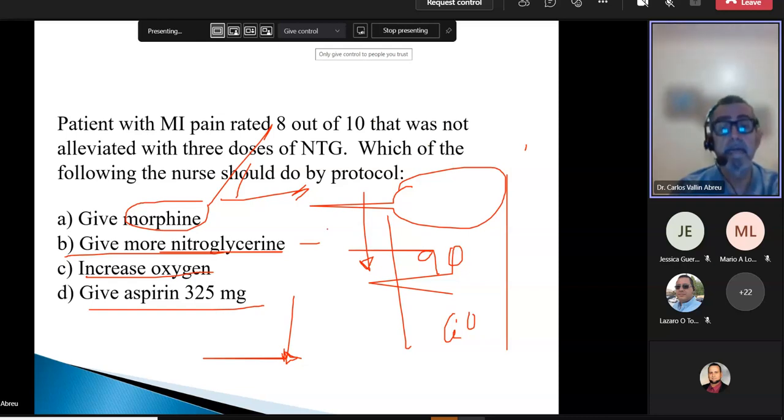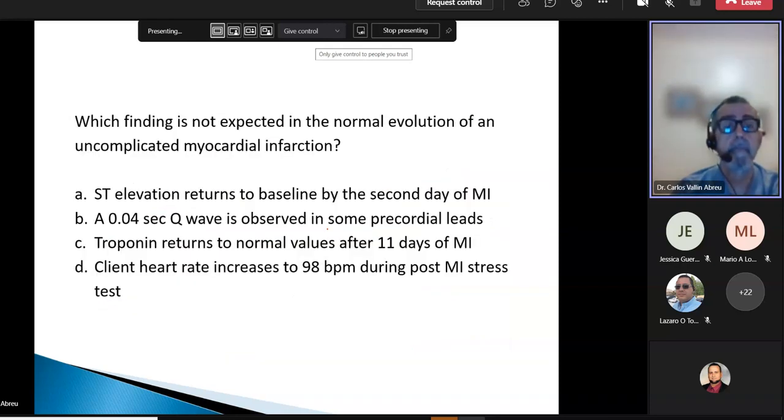So that's the reason for giving the morphine. Which finding is not expected in the normal evolution of an uncomplicated myocardial infarction? Notice that the question is tricky, the wording is tricky. It's not a double negative, but it sounds like a double negative. If the myocardial infarction is not complicated, what is not expected?